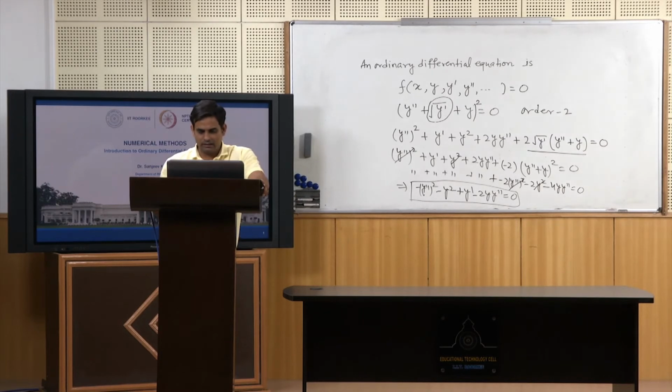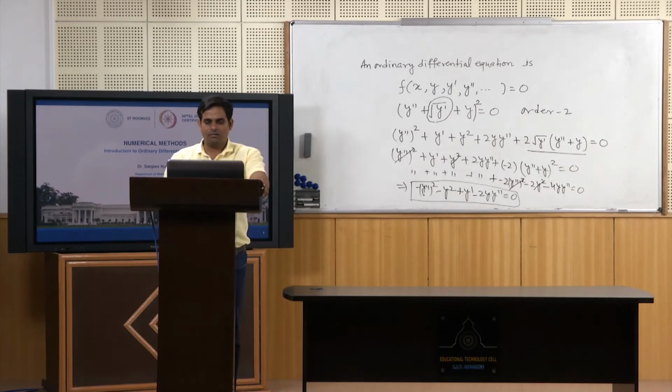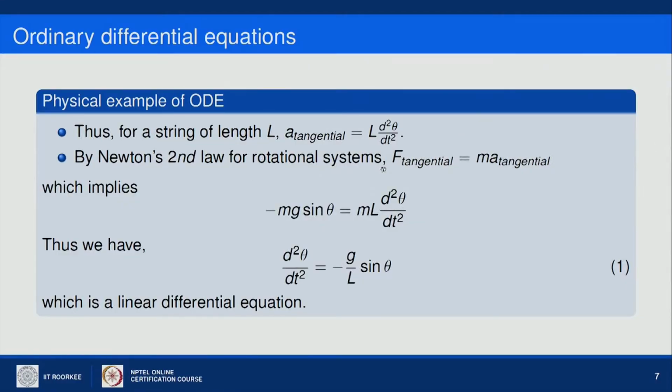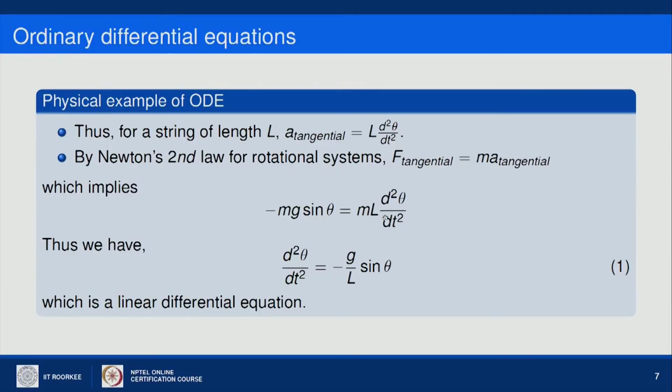So, I can write the tangential acceleration as L into d2 theta over dt square. By Newton's second law for rotational systems, the tangential force should equal m into tangential acceleration. So, I can write minus mg sin theta equals m times L d2 theta over dt square. So, m will be cancelled. So, we have a second order differential equation, which is d2 theta over dt square equals minus g upon L into sin theta.